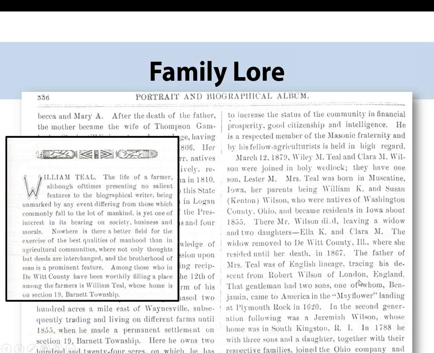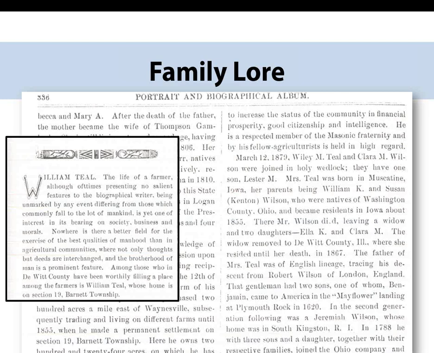So if we look at a case of family lore, which I know we run into all the time with genealogy, this is an example of William Teal. This is the sketch for William Teal, and this gives tons of information about where he's from, what he does for a living, his children's names, where he's specifically living in Section 19 in Barnett Township. This is actually coming from the Portrait and Biographical Album of DeWitt County, which was published in 1891. And this was done by the Chapman Brothers of Chicago, which is a large publishing firm.